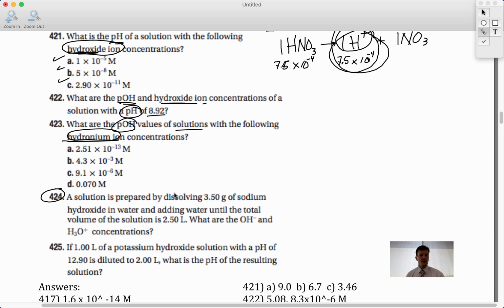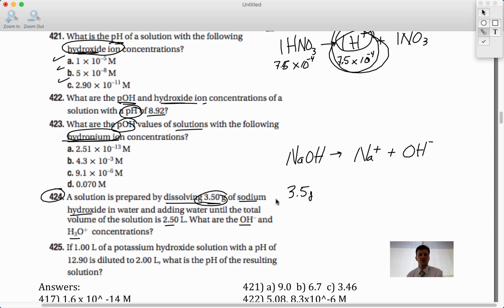424. Okay. A solution is prepared by dissolving 3.5 grams of sodium hydroxide in water and adding water until the total volume of the solution is that. What are this and this? Okay. They're basically giving you information so that you can find the concentration. They're not telling you the concentration, but you can find it. So, you're taking this mass of sodium hydroxide. Sodium hydroxide is going to dissolve into its ions. It is a strong base. And you've got 3.5 grams.